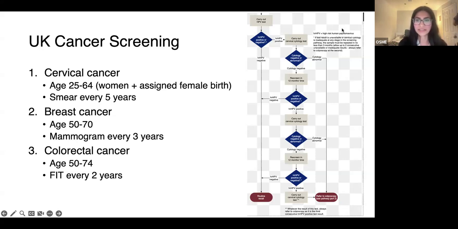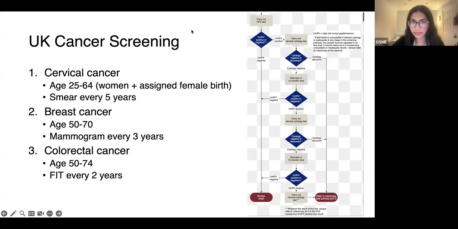So cervical cancer, you might have known before they used to do it every 3 years and then every 5 years, depending on age. Now it's just every 5 years for all women between 25 and 64. For breast cancer, a mammogram every 3 years, and we start at age 50 because below age 50 the breast tissue is a bit denser and mammogram isn't as accurate. And for colorectal cancer, it's a FIT test every 2 years from the age of 50 to 74.